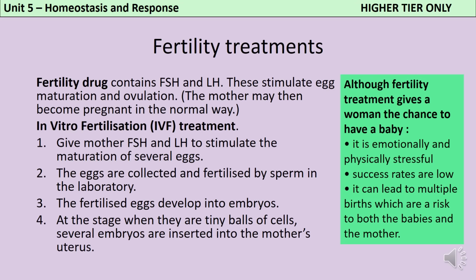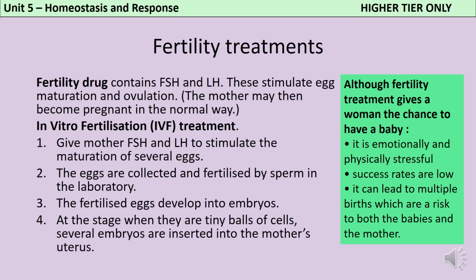If you're taking higher tier, you also need to be able to describe the use of sex hormones in fertility treatments. Fertility drugs contain follicle-stimulating hormone and luteinizing hormone, which together stimulate egg maturation and ovulation. Some women may be able to conceive naturally after receiving a dose of fertility drug. If this is not successful, then the woman may undergo in vitro fertilisation. She takes the same fertility drug, and then the eggs are harvested, and they're fertilised in a laboratory instead. After they develop into embryos, several embryos may then be implanted back into her uterus.